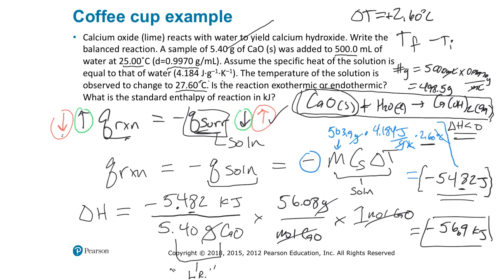Now think about doubling the coefficients. What happens if we double the coefficients and just randomly said, okay, well, what if we had this reaction instead? We had 2 here, 2 here, and 2 here.